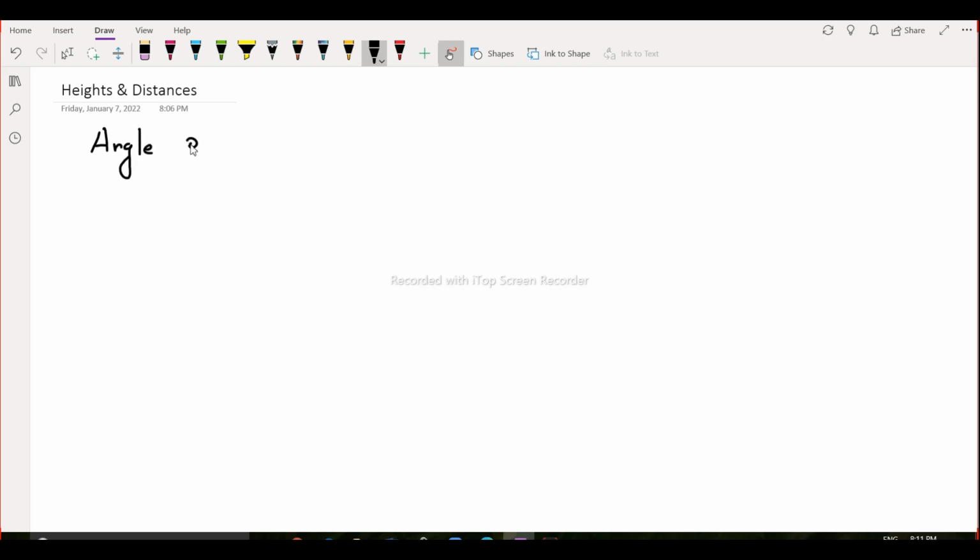One is angle of elevation, and the other one is angle of depression. So angle of elevation, what exactly is it?